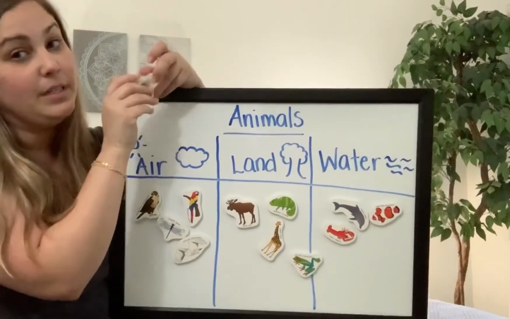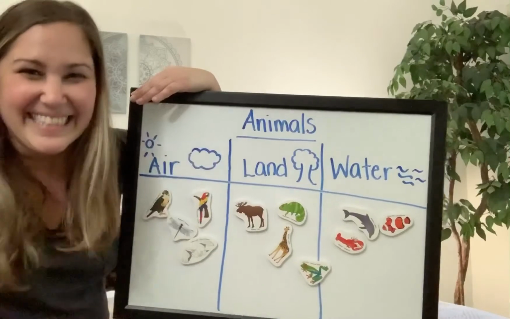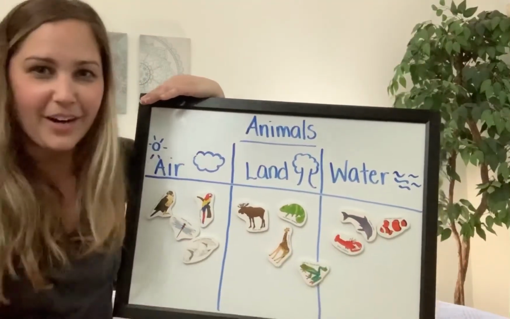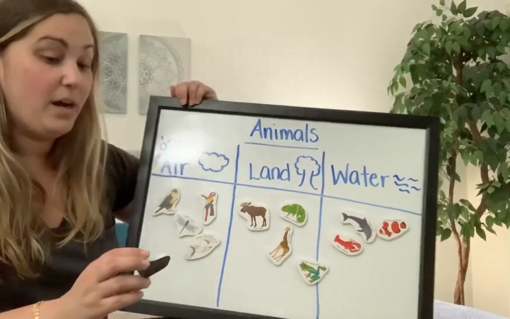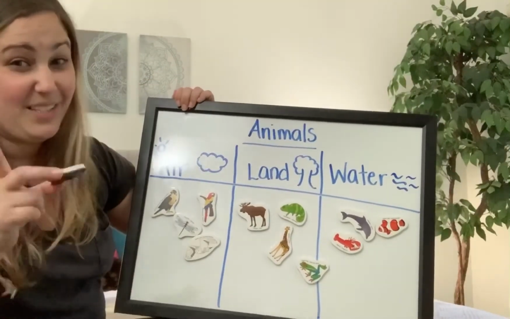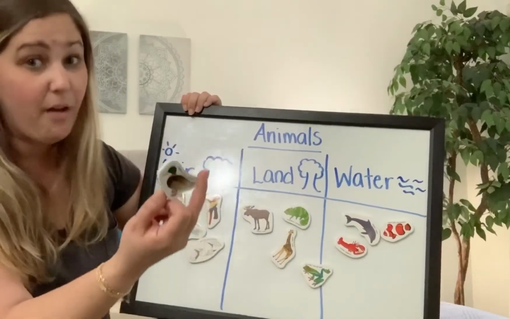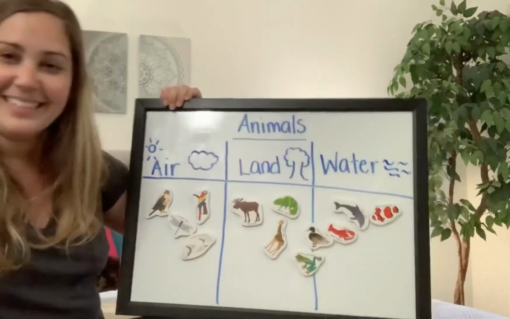And this one's really tricky. This is a duck. Quack, quack. Air, land, or water? What do you think? If you said water, you're right. But if you also said land, you'd be right too. Because ducks like to swim a lot, but sometimes they like to walk on land.